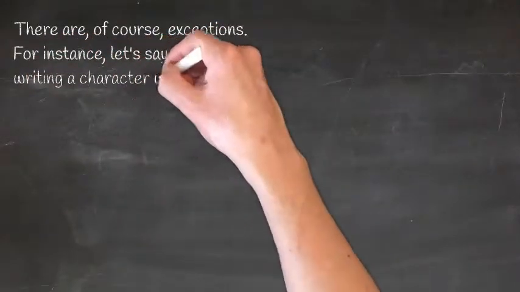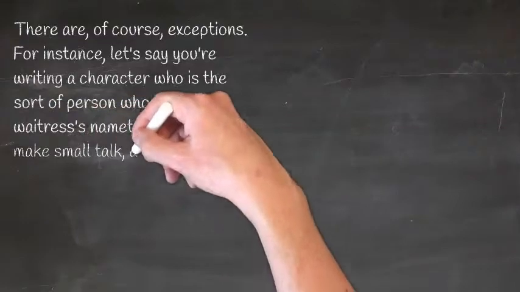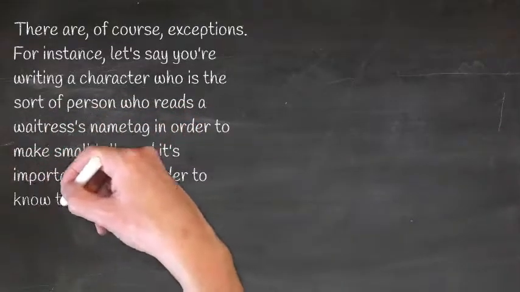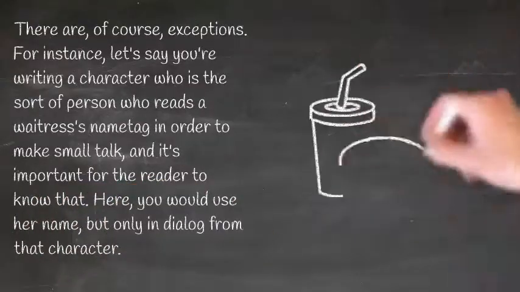For instance, let's say you're writing a character who is the sort of person who reads a waitress's name tag in order to make small talk, and it's important for the reader to know that. Here, you would use her name, but only in dialogue from that character.